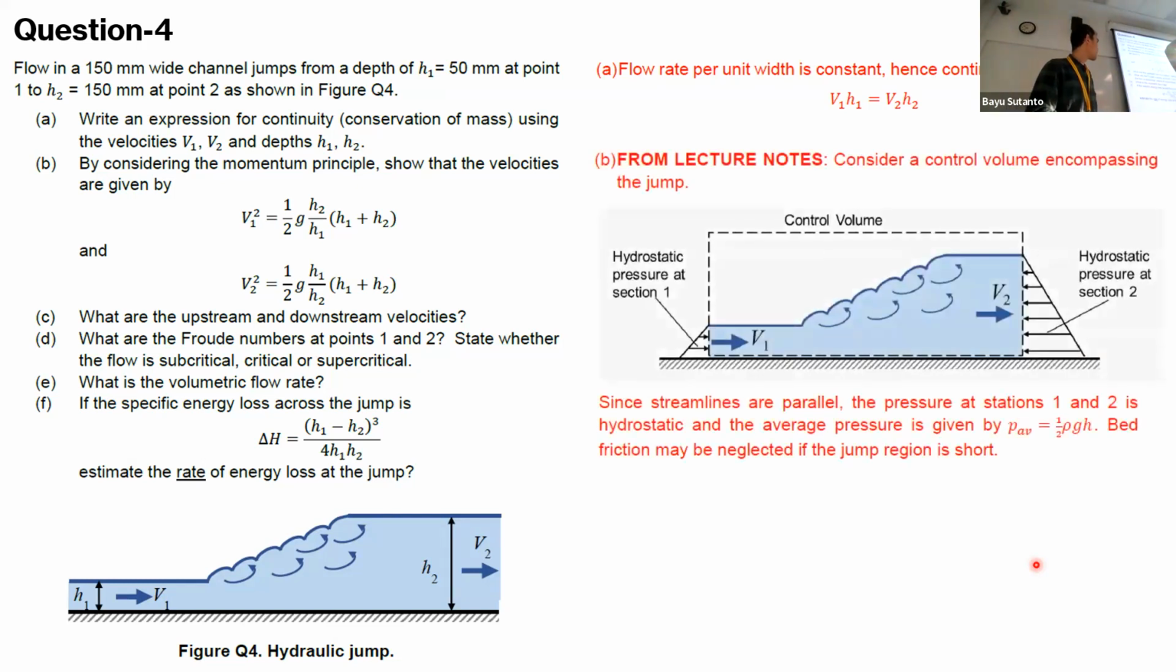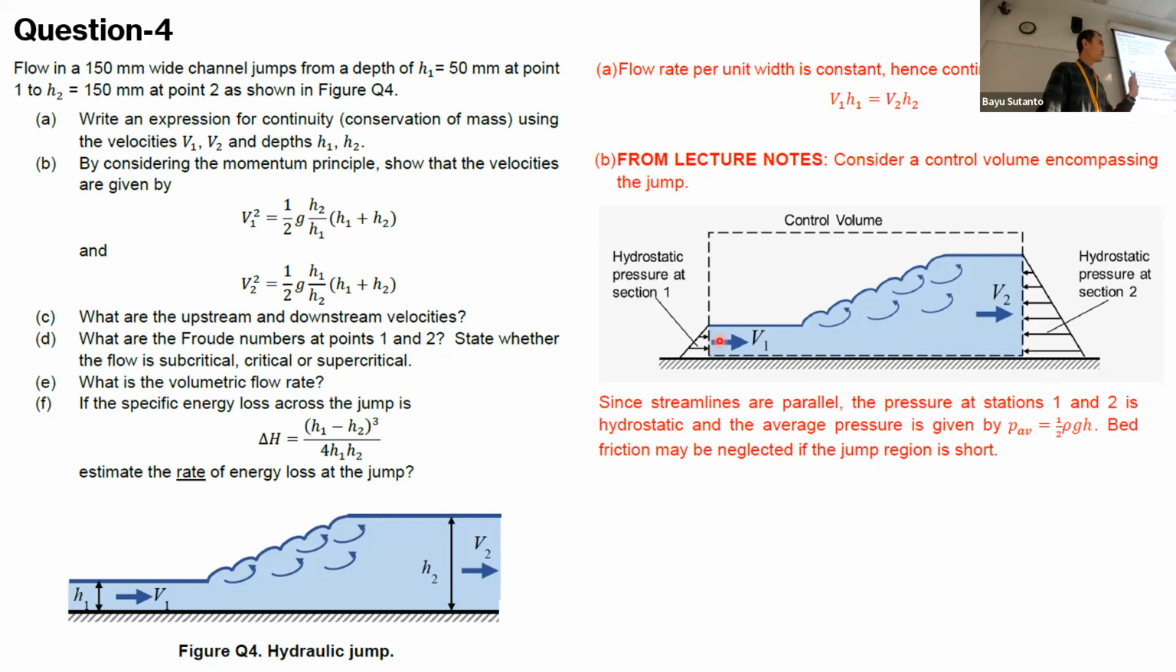And the next is to consider the momentum principle. Show that the velocity is given by V1 squared equals half g times a ratio of depths. First, we derive the momentum principle. So this is the streamline. So we have two forces here, because of hydrostatic pressures and because of the change of linear momentum in our mass flow rate.